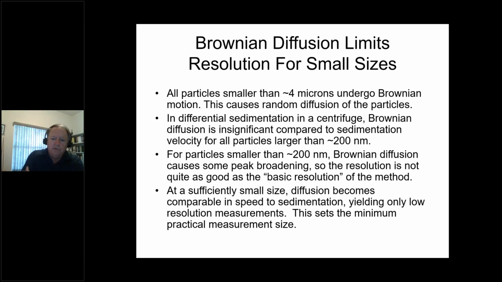For very small particles, especially below 100 nanometers, Brownian diffusion causes broadening of the peak. And at a very small size, diffusion becomes comparable in speed to sedimentation, and the resulting distribution will always be relatively low compared to the basic resolution for the method.